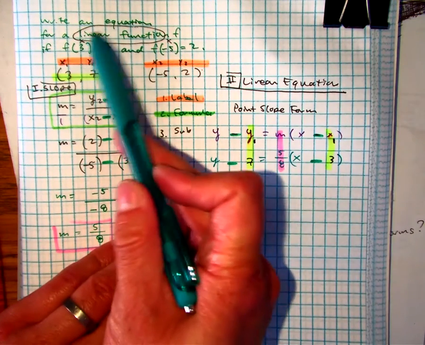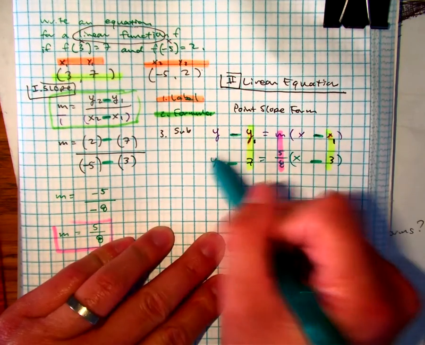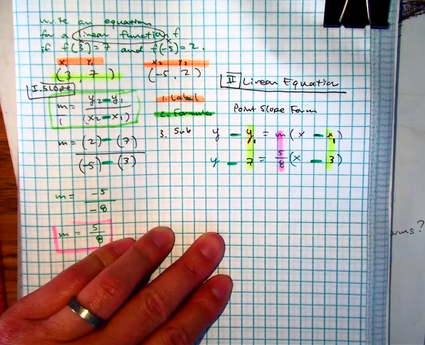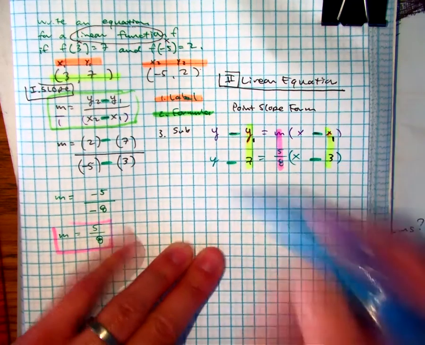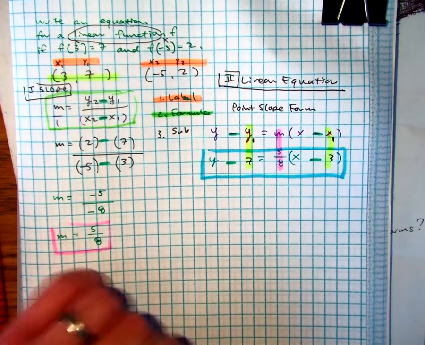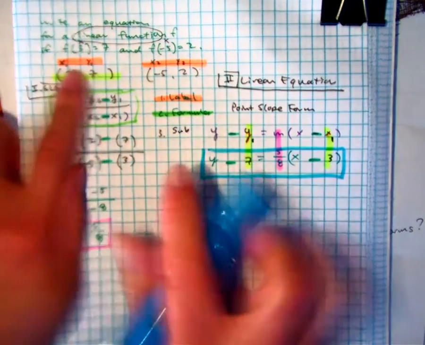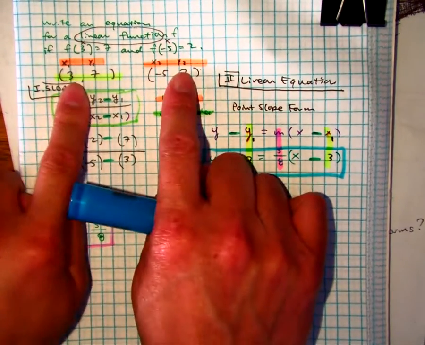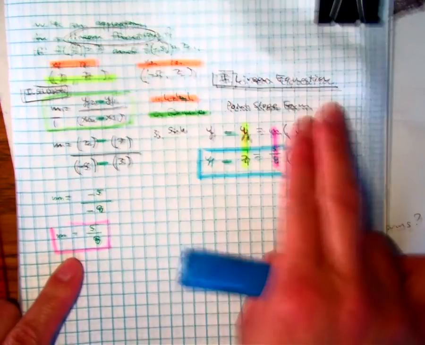It doesn't tell us what form to write it in. So here I have an equation in point-slope form. And here's my answer. So in this problem we did two things. I took the function notation ordered pairs, found my slope, and then made it an equation.